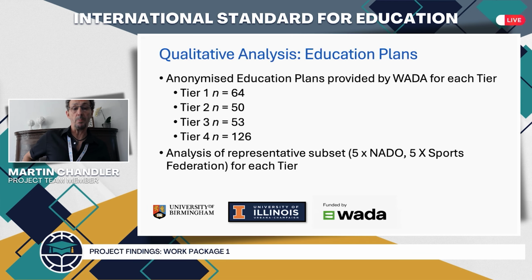We had a very large number of plans provided. So rather than try to analyse absolutely all of them, we went for a representative subset of 5 NADOs and 5 sports federations for each tier. So the representation bit is with NADOs. We were looking for global representation, so things like geographic areas: Americas, Western Europe, Eastern Europe, Middle East, and so on. For sports federations, because a lot of them are based in Europe, we tried to get a broad representation of both team and individual sports for each tier.